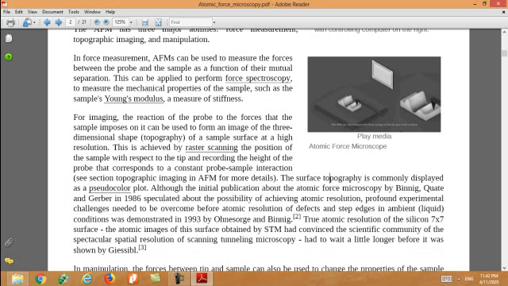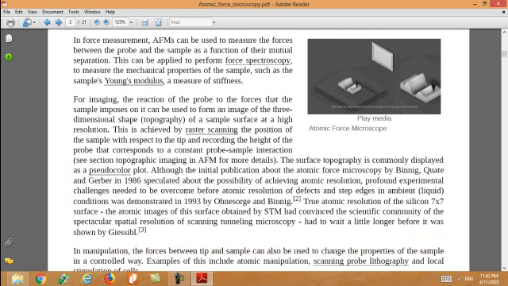This is the history of AFM and STM. First the STM was invented, and after the STM, in 1986, AFM was invented.